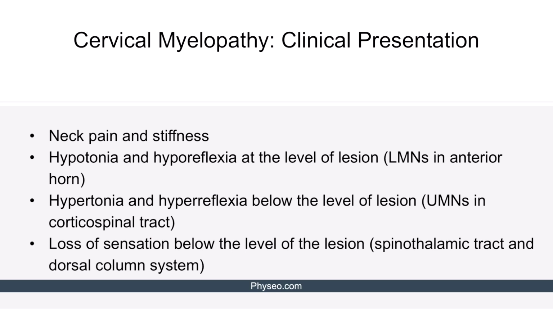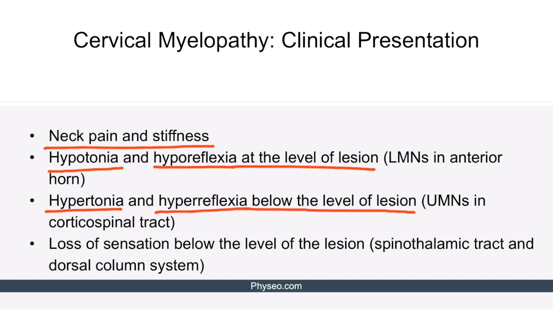Cervical myelopathy may present with neck pain and stiffness. Hypotonia and hyporeflexia at the level of the lesion is caused by damage to the lower motor neurons in the anterior horn. In contrast, hypertonia and hyperreflexia below the level of the lesion is due to damage to the upper motor neurons in the corticospinal tract. Loss of sensation below the level of the lesion results from damage to the spinothalamic tract and dorsal column system.